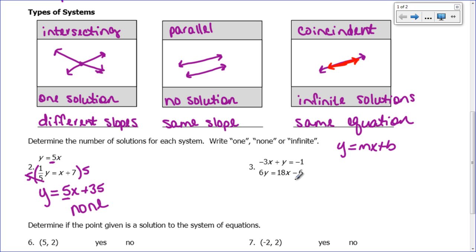Number 3, I'm going to have to do the same thing. I'm going to have to get y by itself for both of these. The top equation, to get y by itself, I'm going to have to add this 3x. So it's going to become y equals 3x minus 1, because I just added 3x to the other side and kept that negative 1. This bottom equation, I'm going to have to divide everything by 6 so that I can get y by itself. And when I do that, I get y equals 18 divided by 6 is 3, so I have 3x minus 6 divided by 6 is 1. And if you will notice, these are the exact same equation now. Now that I have y by itself, they look identical. Same equation means infinite solutions.